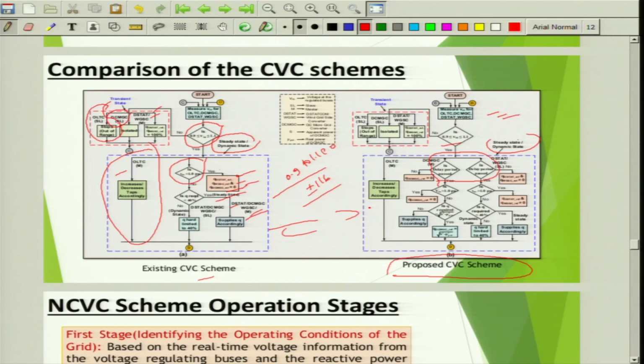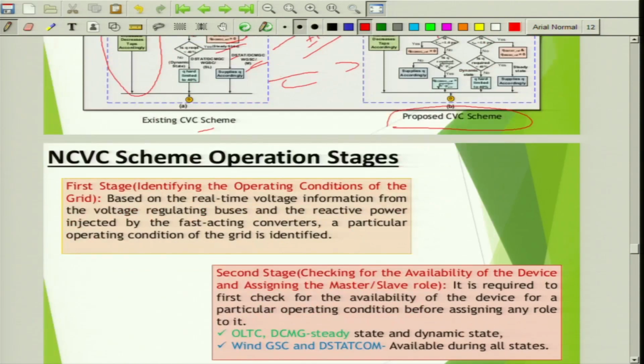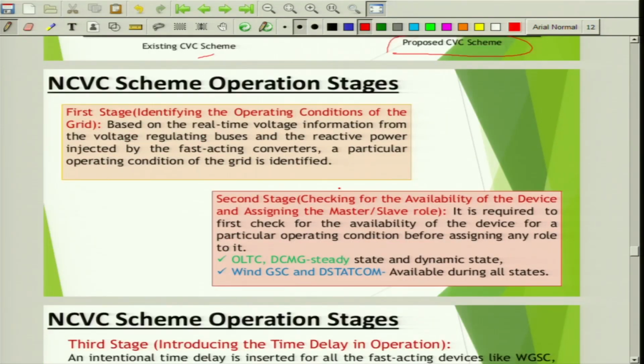But there is also no communication between any of the buses. That makes the challenge even more complicated, because if there is no communication, I do not know whether the OLTC has completed its action or not. So how much delay is too much, and how much delay is too little? Now, to sort out this issue, we have come up with an idea.